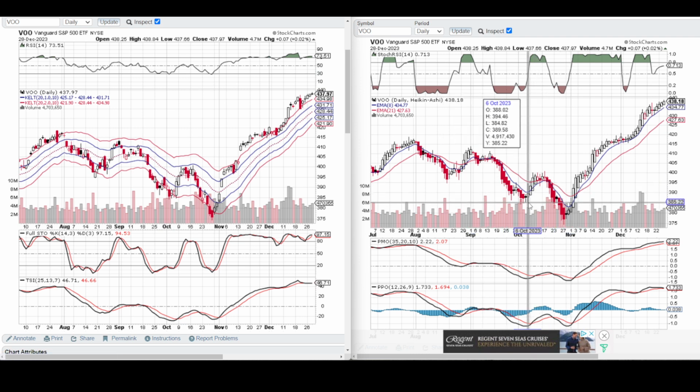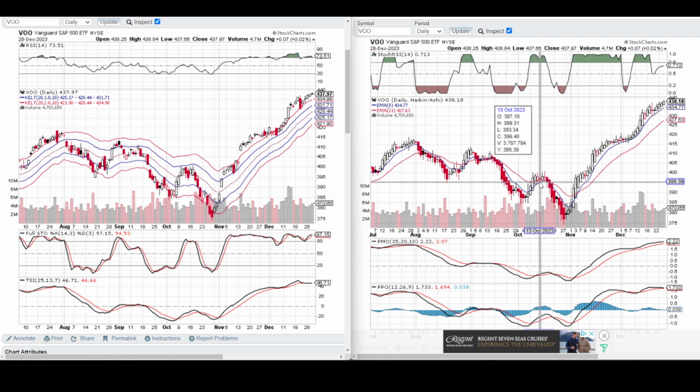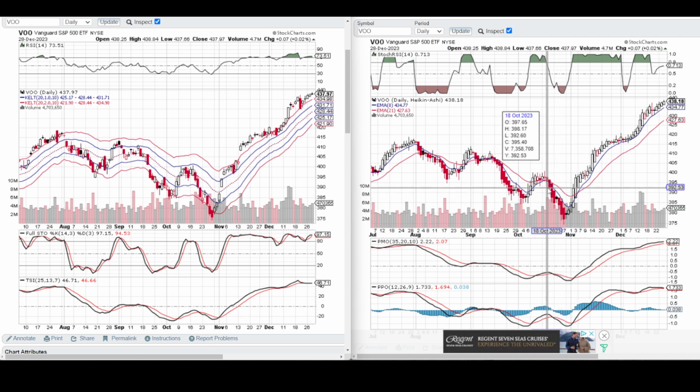So let's take a look what happened next. I'm going to follow this chart on the right, the dojis. Right here, we got a red one. Then we had a white candlestick, and then we had another doji. And then that was followed by this red one. So right here is where we had the downward change to the chart. So let's see what happened there on October 18th.